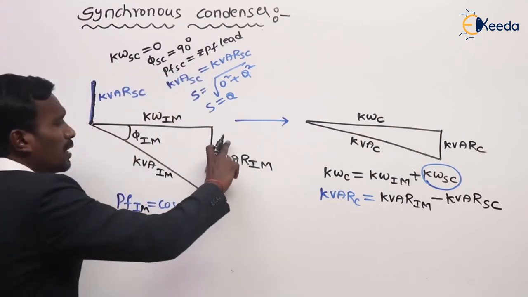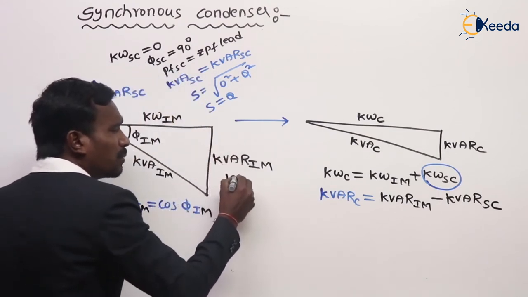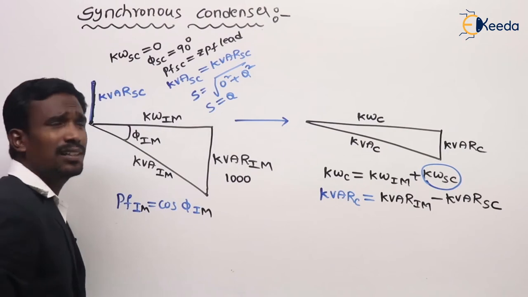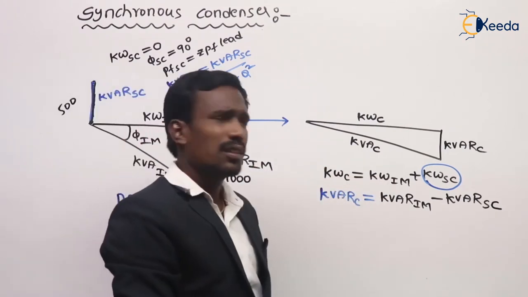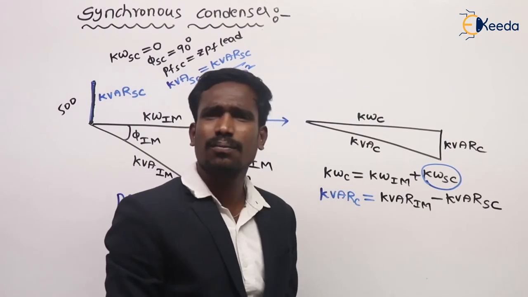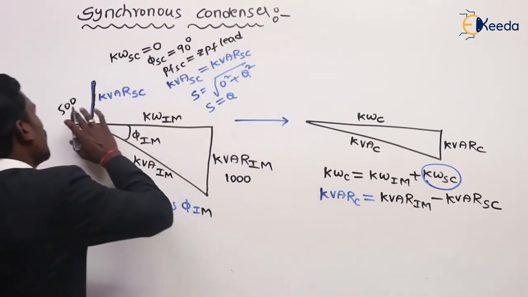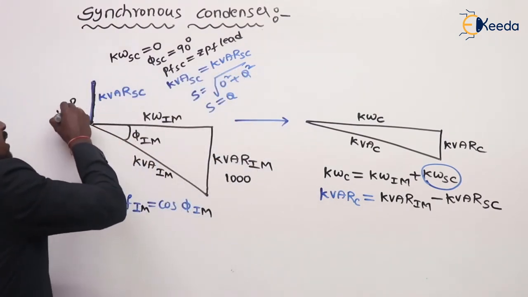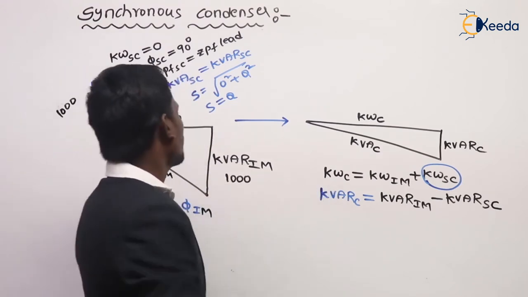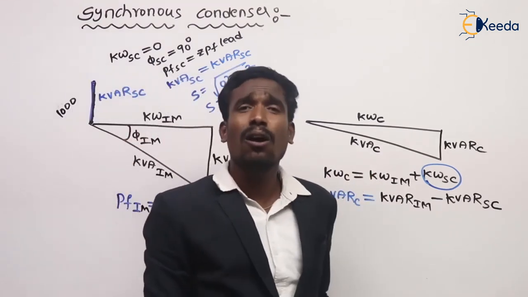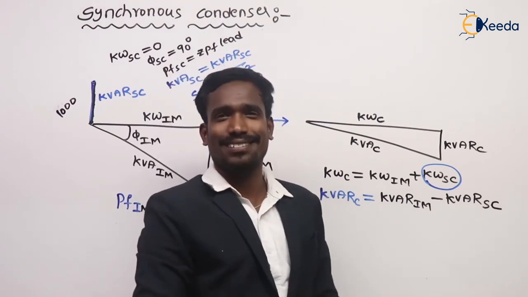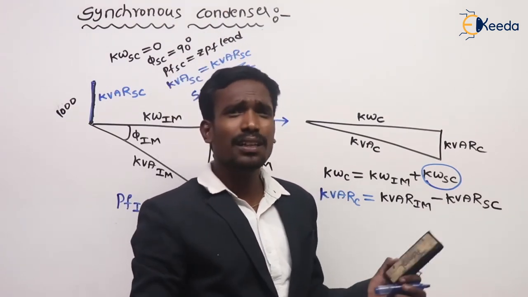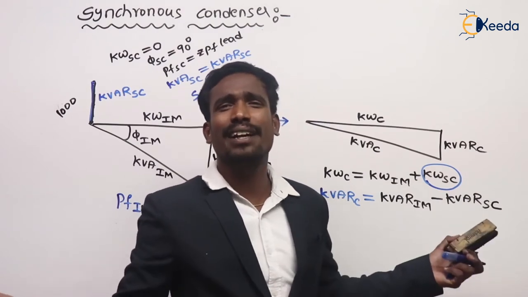Sir, for example, if the KVAR of the induction motor is 1000 KVAR and this is 500, then the combined is 1000 minus 500. If this is also 1000, then the combined is 0. If both are the same, the combined is 0. Ultimately, you will get unity power factor, because the reactive power is completely nullified.